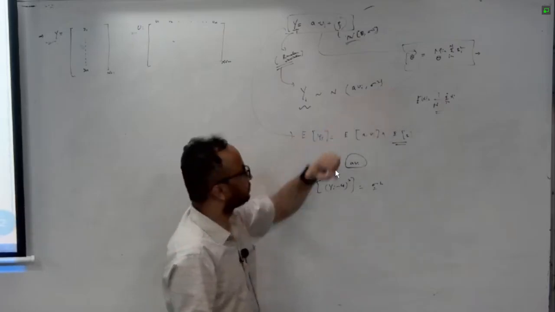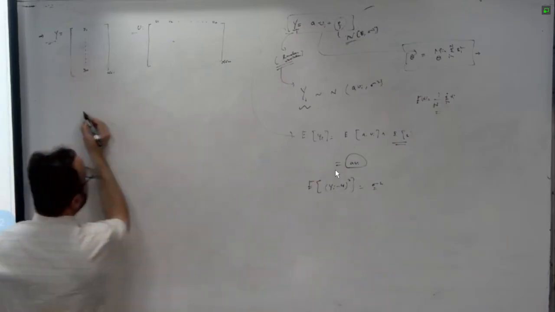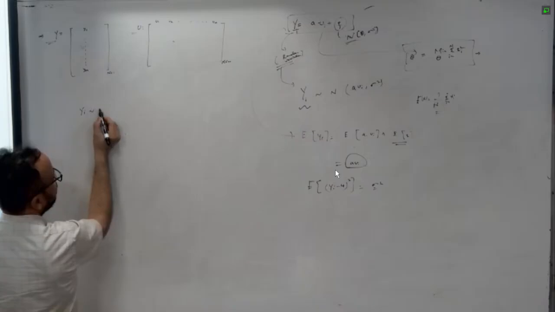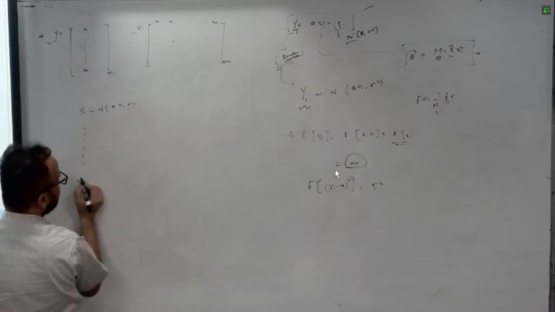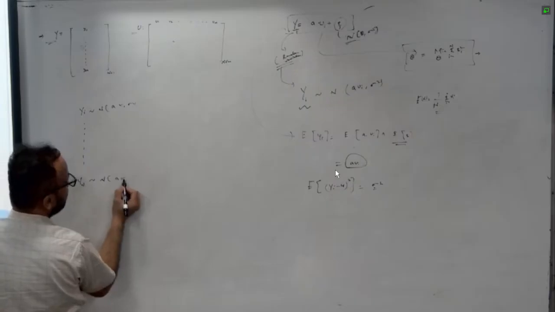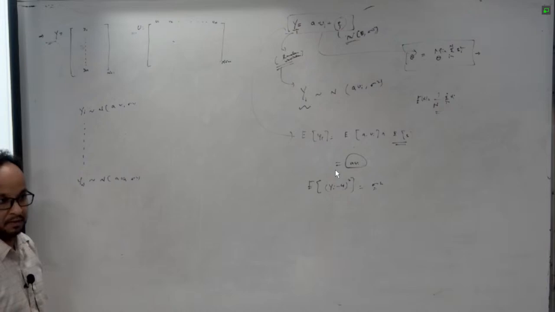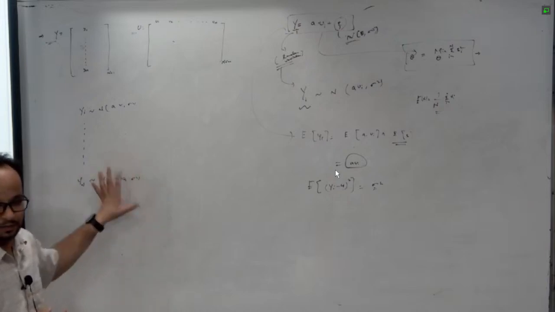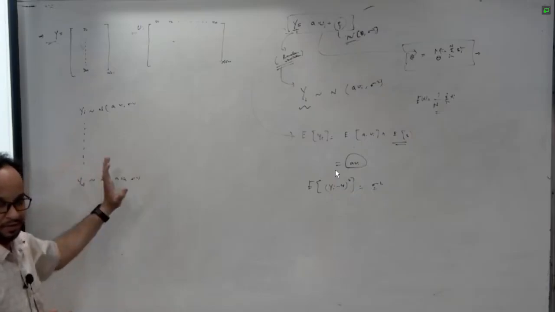How many samples am I getting? I'm getting n samples. Each y_i follows a Gaussian distribution with mean a u_i and variance sigma square. Like that you have n samples, each one following a distribution. Each measurement is now a random variable following a distribution with a mean and sigma square.